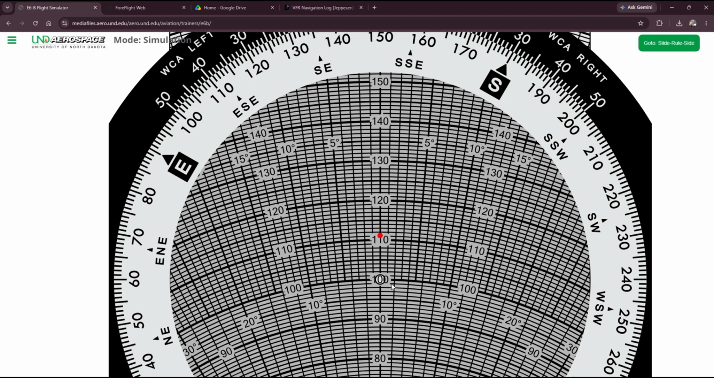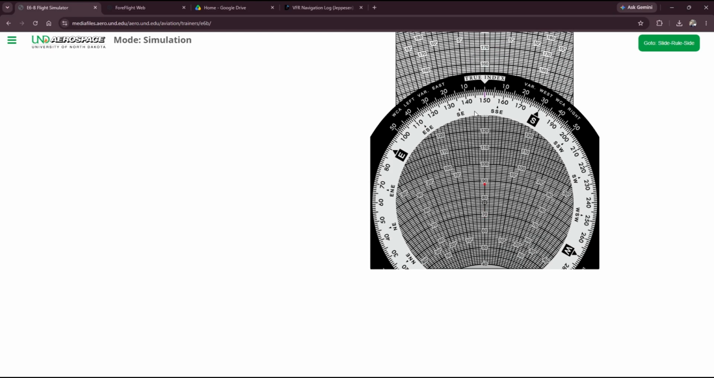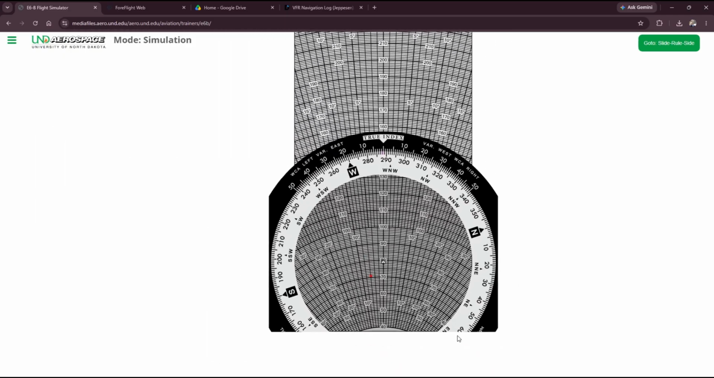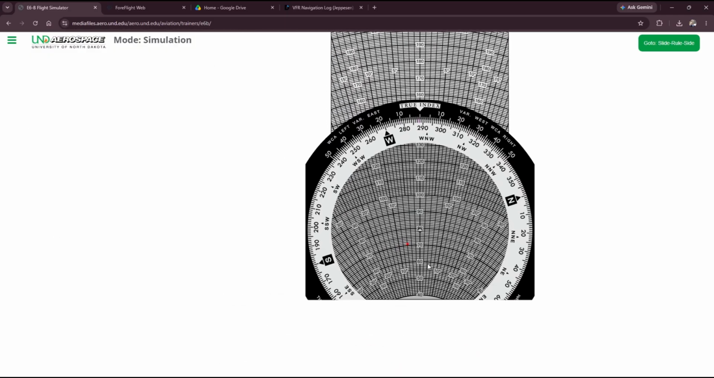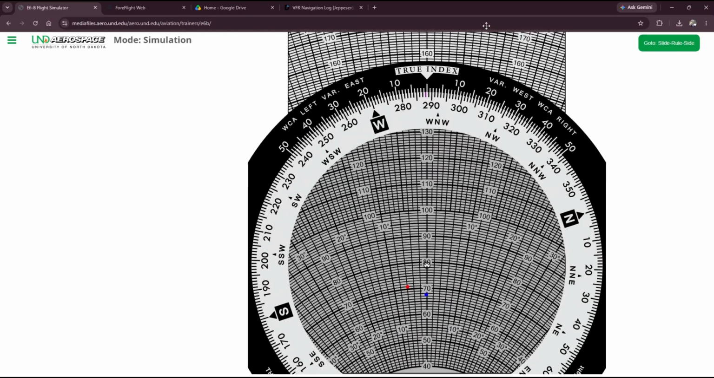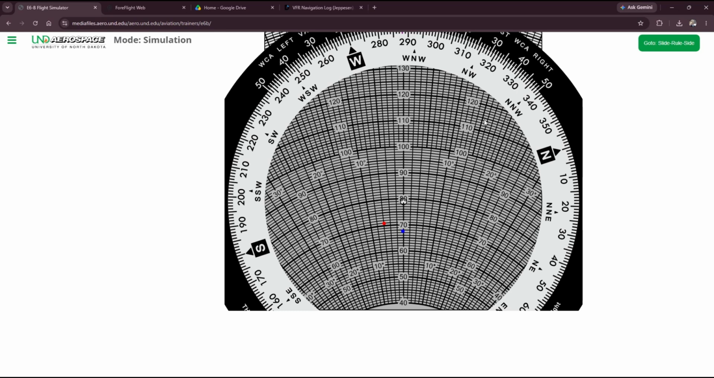Anything we mark is true. So we want to mark our true airspeed, right? So up to 12, there's the 110 or the 10 mark, and then 12. So we've marked that with the red dot. And what we're going to do is spin this to 287, because that's our true course. 287 right there. Having troubles with this. Don't mind the blue dot here.